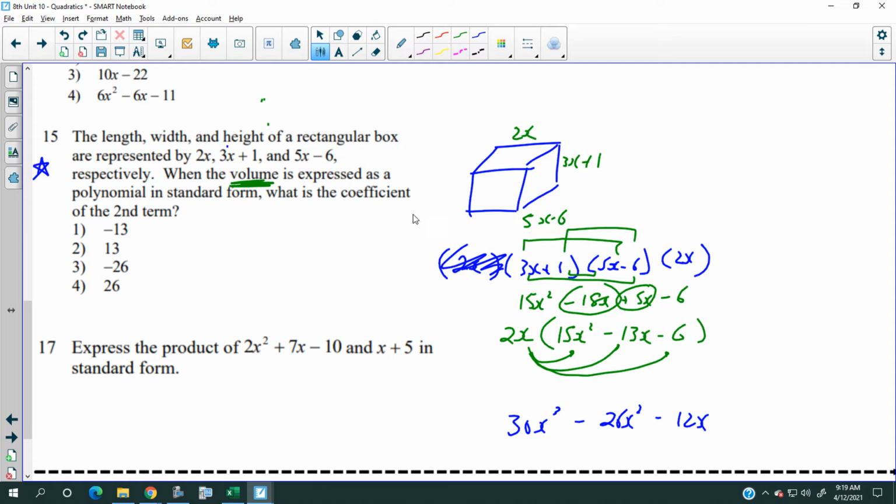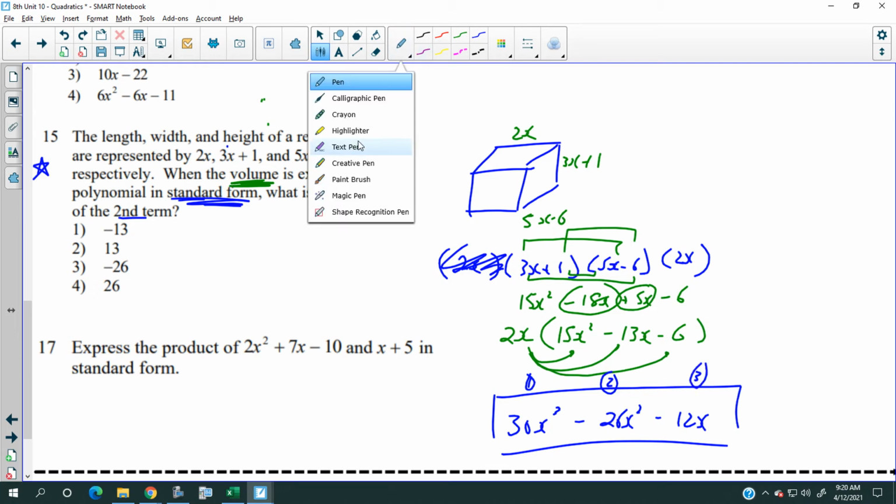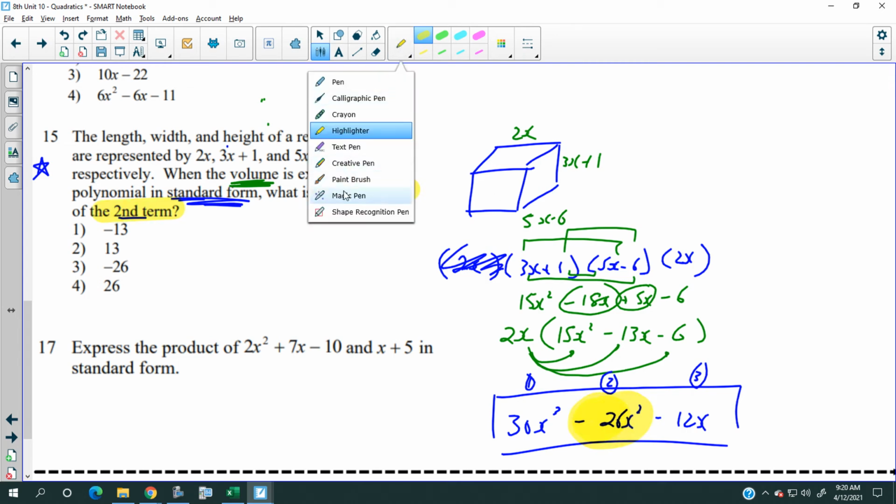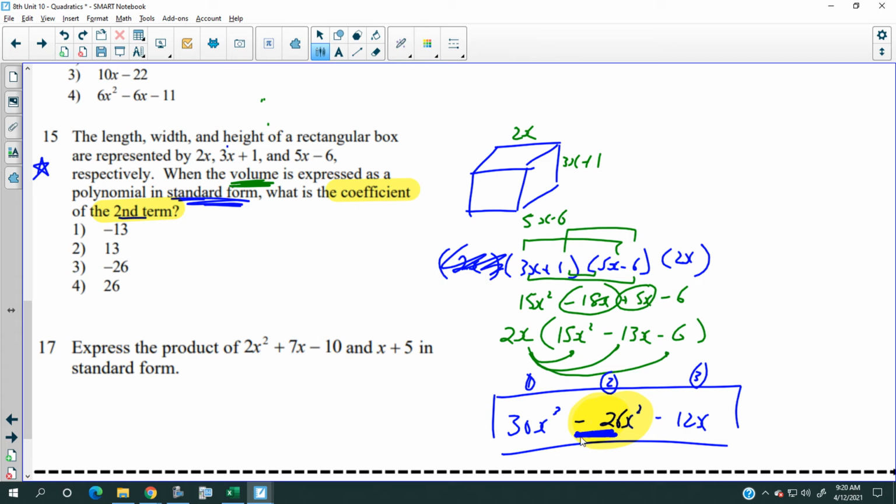Okay. Let's see. What do they want to know? Now, they said if it were in standard form, and this is in standard form already, no? So what do they want to know? If the volume is expressed in standard form, what's the coefficient of the second term? So first term, second term, third term. Look at the second term, highlight it. What is the coefficient of the second term? So there's my second term. Where is my coefficient? I'll use my magic pen right here.